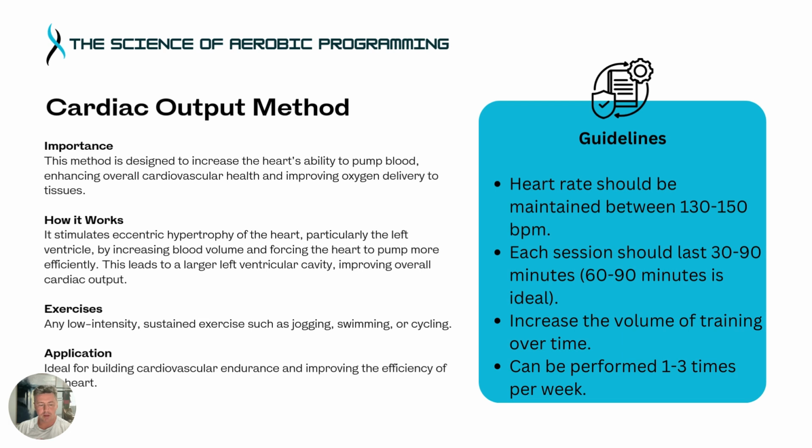So what we're going to look at is what we're trying to improve, and then the actual methodology for doing it, and then how we can put that into a periodized guideline. For this one, heart rate should be maintained between 130 to 150 BPM, for 30 to 90 minutes. 60 to 90 minutes is actually ideal for this. The longer you're in the cardiac output, the better it works. Increase the volume over time, and it can be performed 1 to 3 times a week. For most clients, 30 minutes, 3 times a week is plenty to get them actually improving their cardiac output.